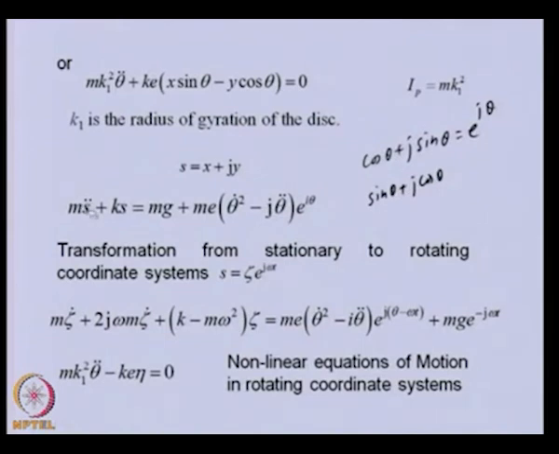So, this is the equation of motion in the complex domain, but in the stationary coordinate system. We want to convert this into the rotating coordinate system. For that we already developed the transformation in the previous lectures. So, this is the transformation in which zeta is the complex displacement in the rotating coordinate system, and this is in the stationary coordinate system. These two coordinate systems, as we have already seen, rotate with respect to each other with omega, and if we use this here, as we have done several times earlier, this double dot, this kind of transformation.